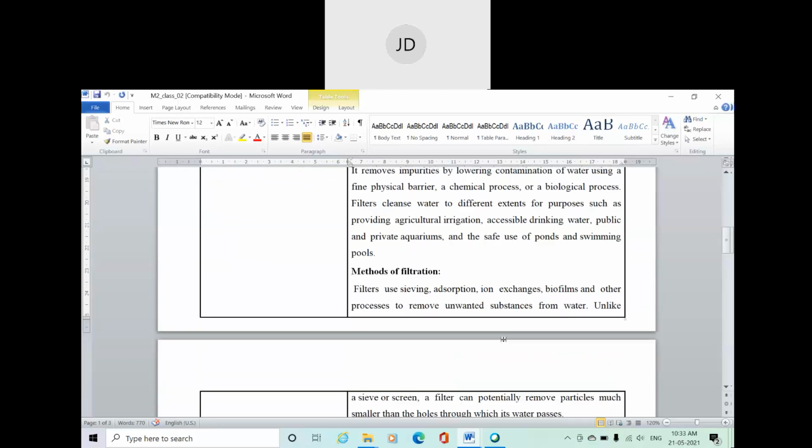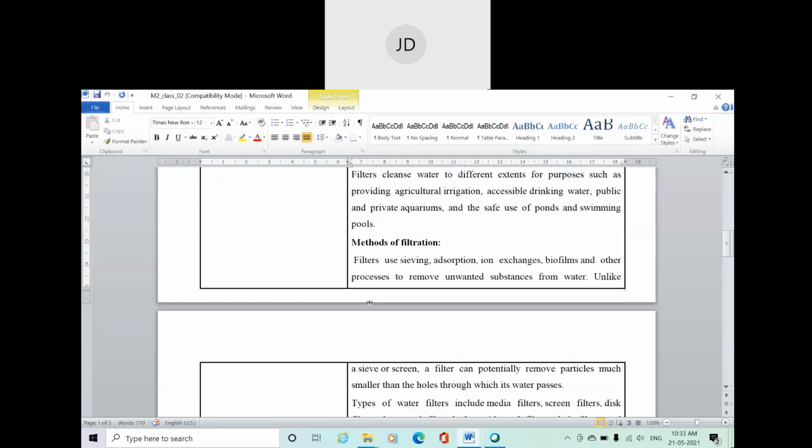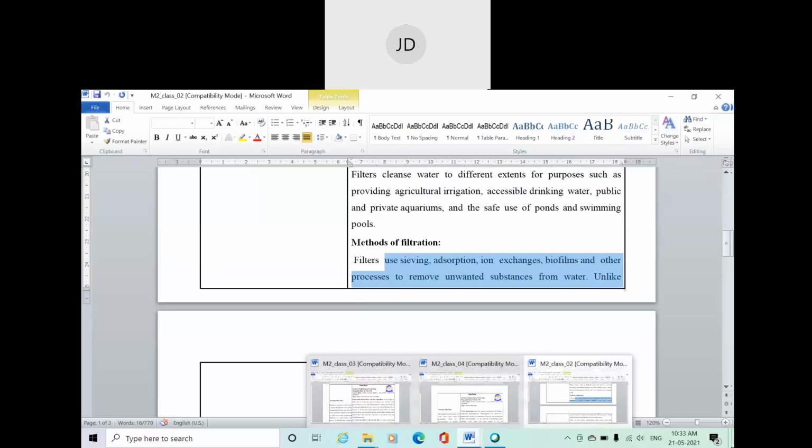Fine. If I say the methods of filtration, filters use sieving. We're going to discuss how a particular filter can be used as a sieving apparatus, adsorption, ion exchange, biofilm. Okay, all these things we're going to discuss. Fine.